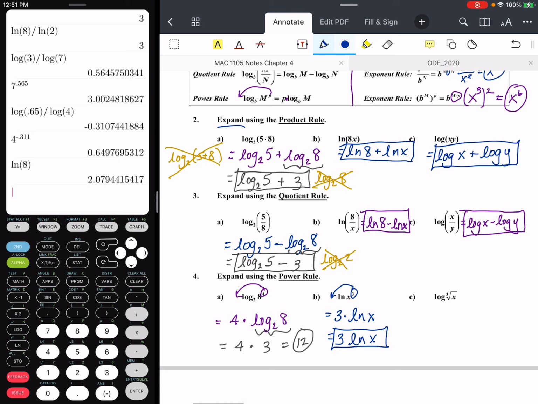Just like in our final answer, if the answer is 3x, we wouldn't write 3 times x, we just write 3x. So it's the same kind of idea. So the 3 is multiplied by the natural log of x. So you can use the multiplication symbol or not.